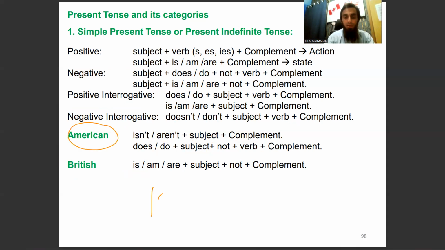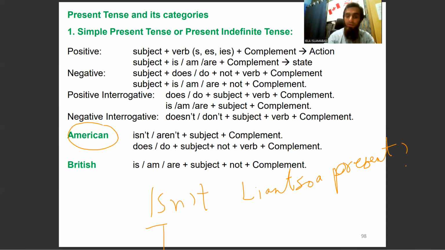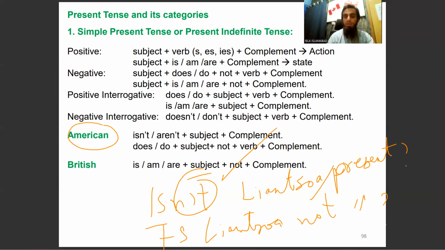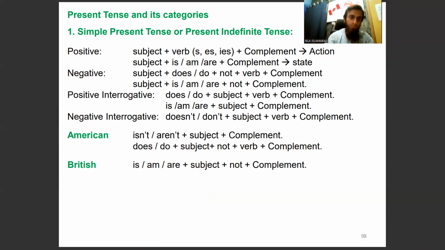Like I will say, isn't Lenso present, right? So it is right. And if I say, is Lenso not present, let's suppose, not here is also right, and not here is also right. Is Lenso not present? Isn't Lenso present? Right? So both are right. Do you understand?